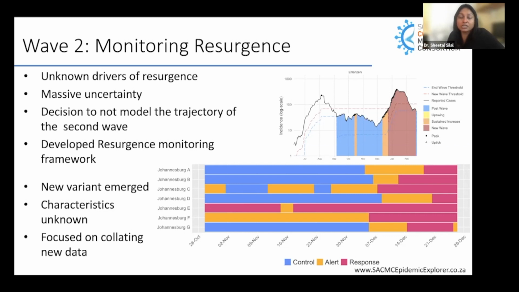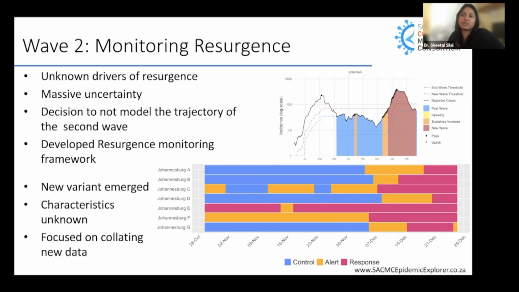And so we decided to change direction, and instead of mechanistic modeling, we went straight into data analysis, where we developed a resurgence monitoring framework. And that's a bit of what you see here. We developed dashboards of various resurgence metrics, looking at things like how many cases are there per 100,000 population? How is that changing over time? What's the percentage increase? Are there upticks in cases? Are there sustained increases in cases?